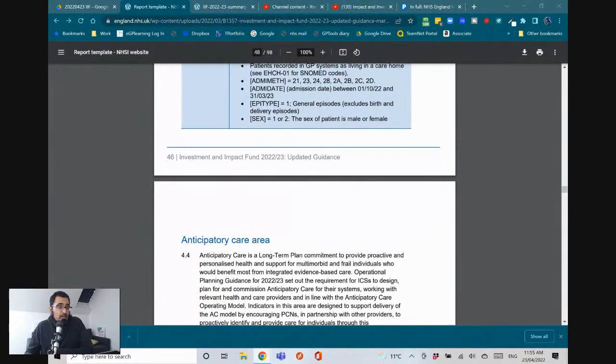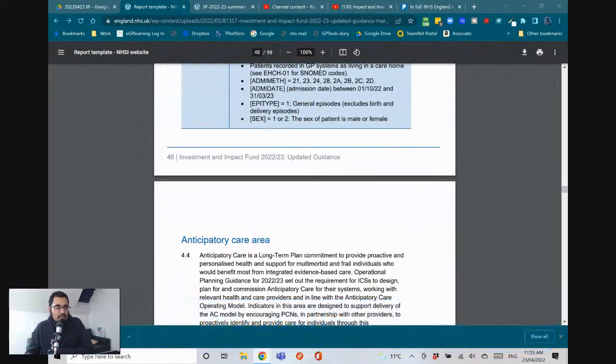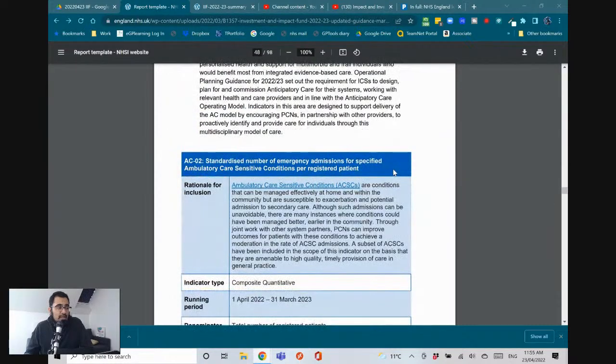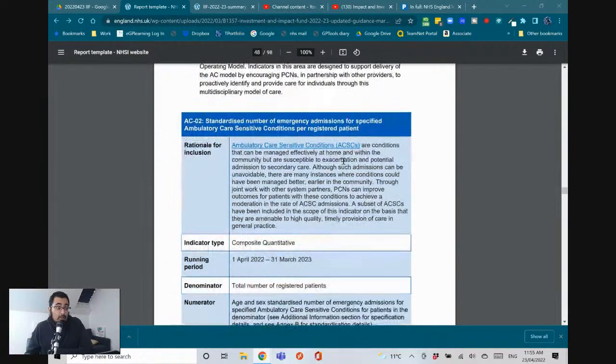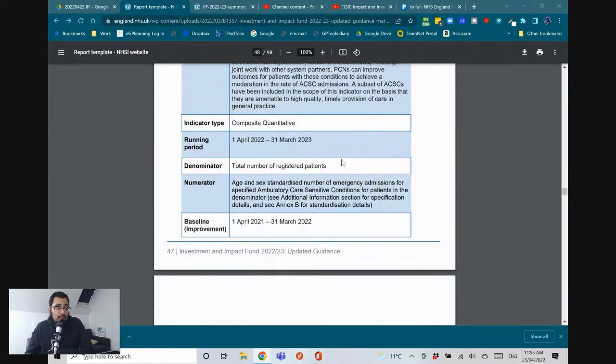But in the meantime, we're going to crack on with anticipatory care. So this is not palliative anticipatory care, which many clinicians, and me and Andy have to say this every time because we get confused with it as well, but this is about preventing admissions effectively. In terms of anticipatory care, it talks about the standardized number of emergency admissions for specific ambulatory care sensitive conditions per registered patient. So this is a composite quantitative criteria, so it's about looking at the level of shift that you've had from previous years.